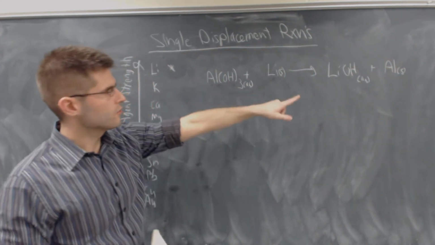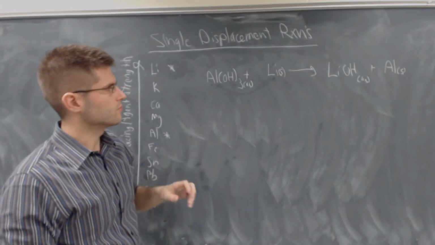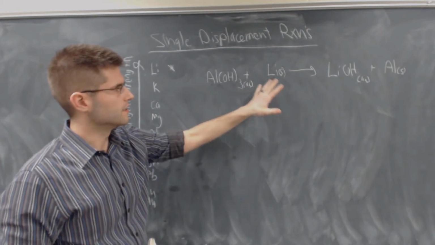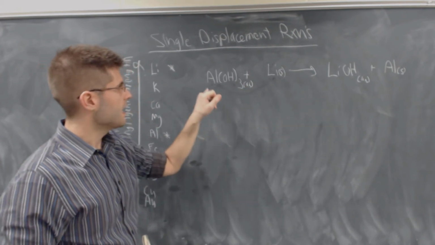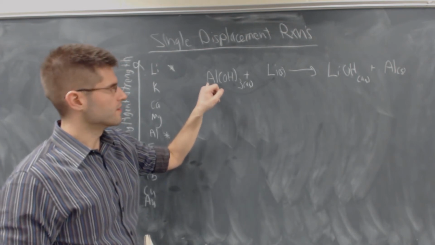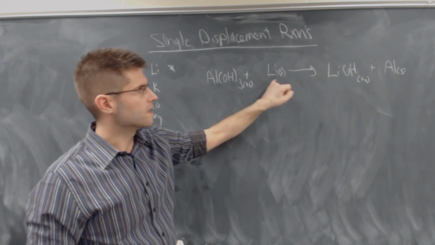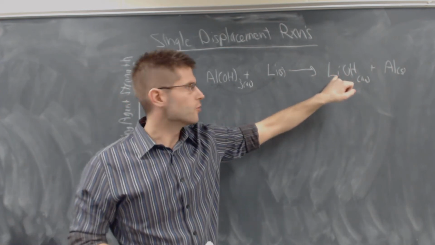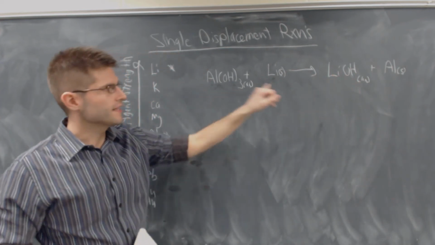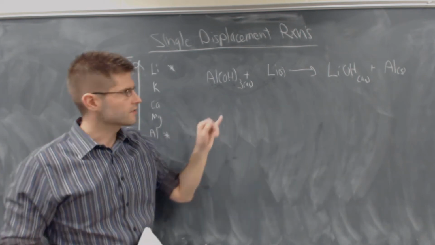So we can balance this equation. I leave that up to you guys. It's not a difficult procedure to balance this equation. However, the aluminum went from a 3+ to a 0, and the lithium went from a 0 to a 1+. So we can see that this is a redox reaction.